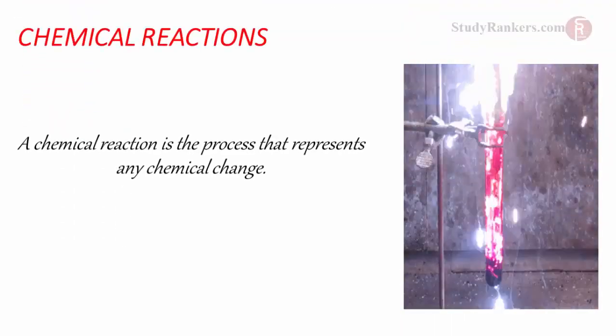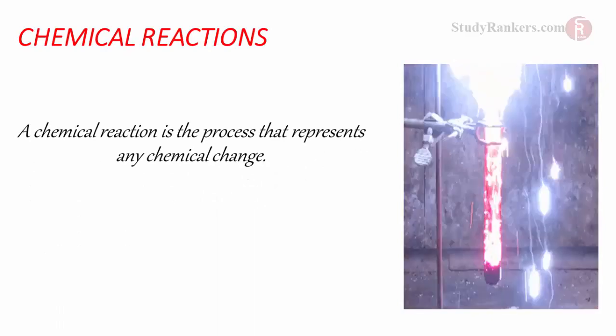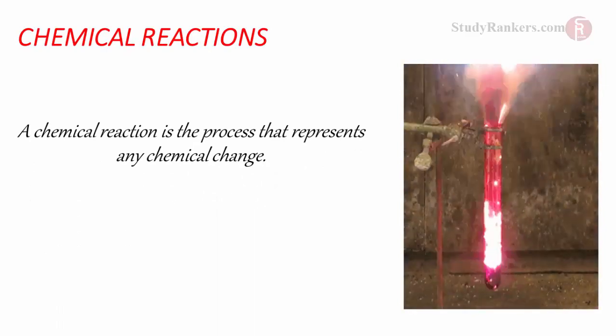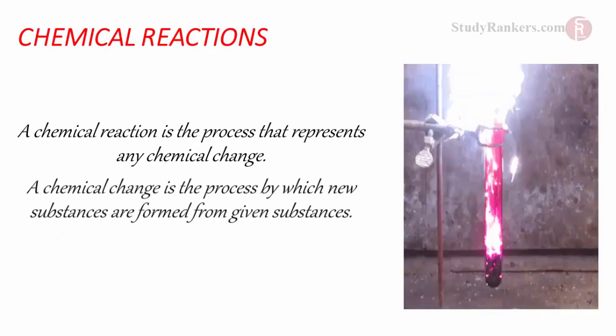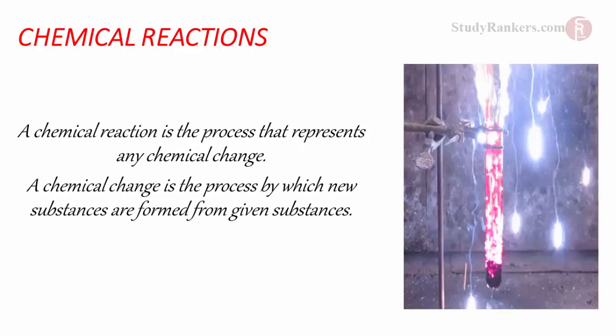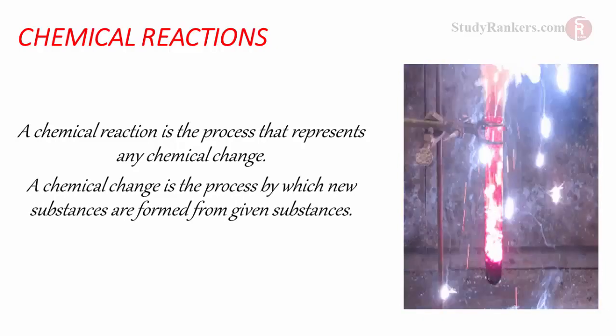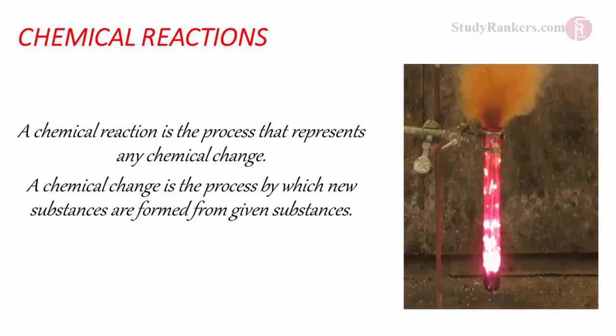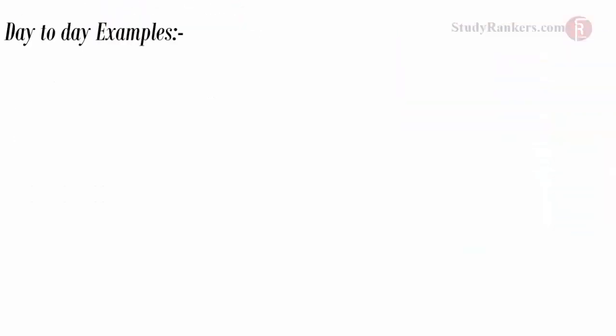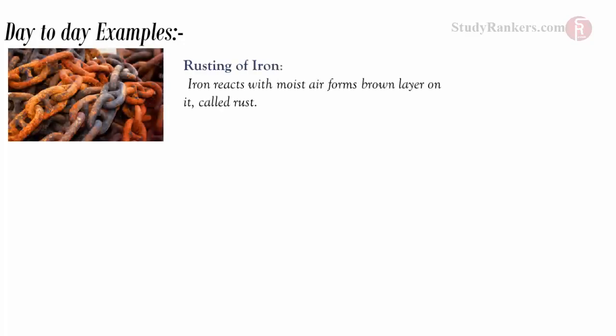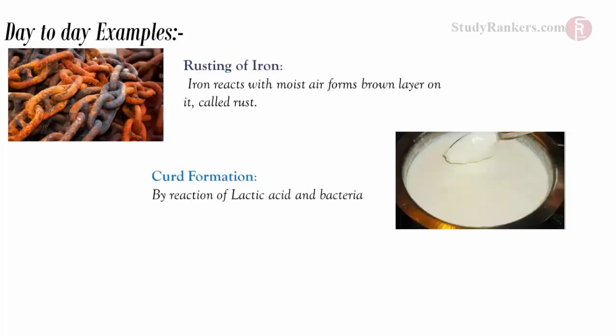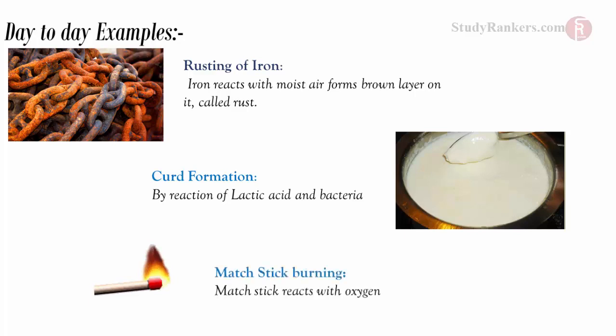A chemical reaction is the process that represents any chemical change. A chemical change is the process by which new substances are formed from given substances. Substances combine chemically among themselves. Here are some day-to-day examples of chemical reactions: rusting of iron, curd formation, burning of matchstick.